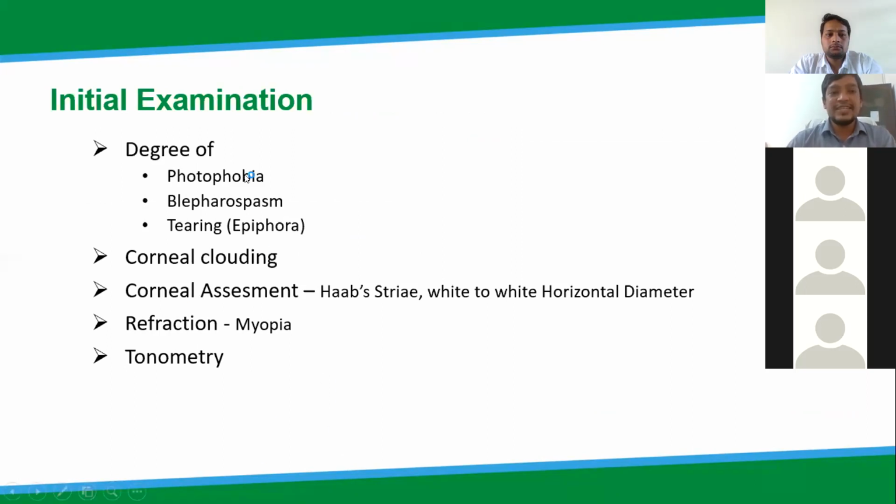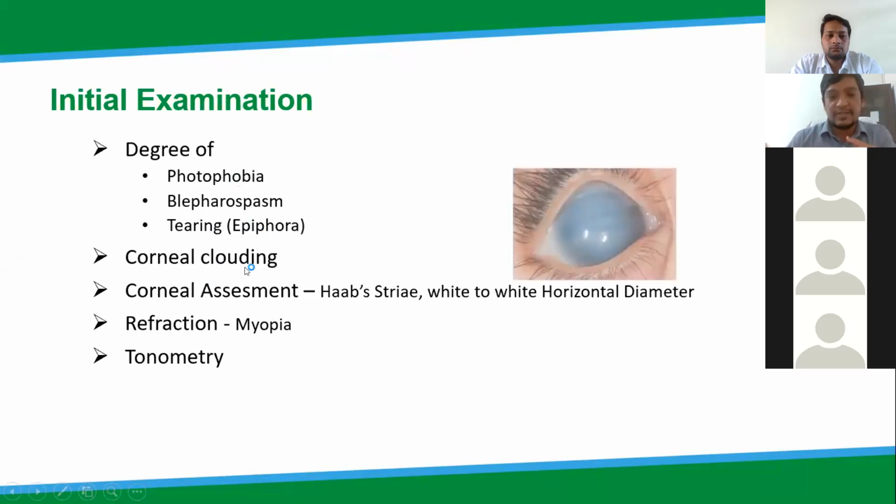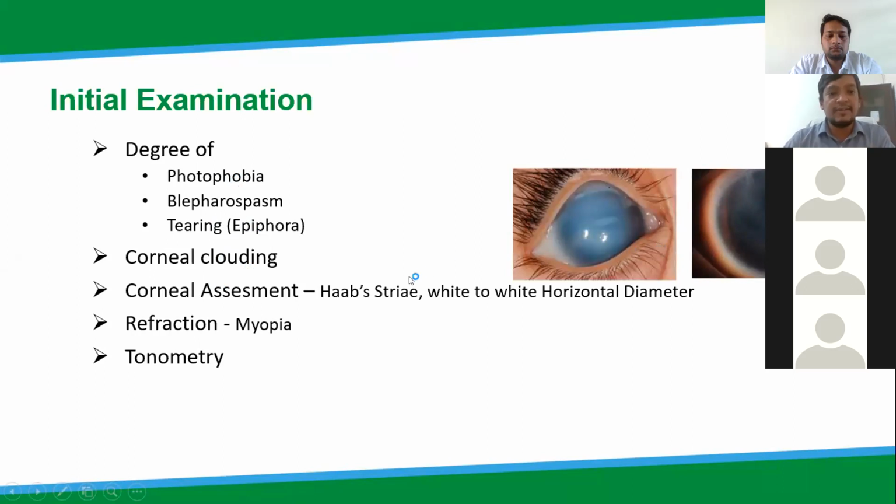So in the initial examination, basically we see the clinical triad that I talked about in my earlier slide: photophobia, blepharospasm, and tearing. So what is their degree? And you will see the external signs like corneal clouding, the picture that I have already shown you. In corneal assessment, the Haab's striae we are not able to see in the initial examination because we need a slit lamp, a portable slit lamp, and that we can only do under anesthesia.